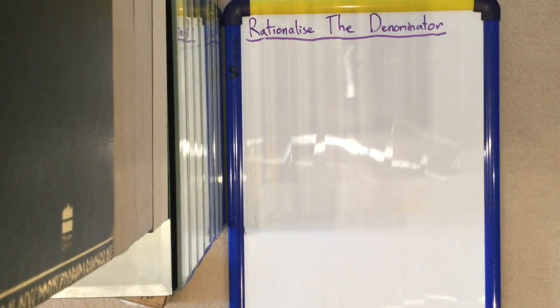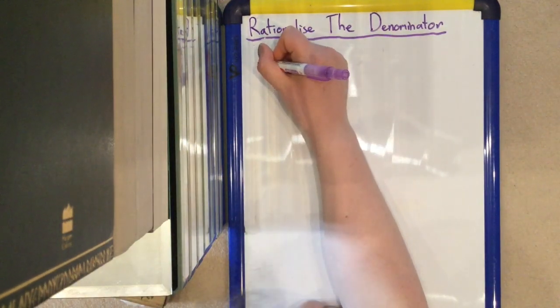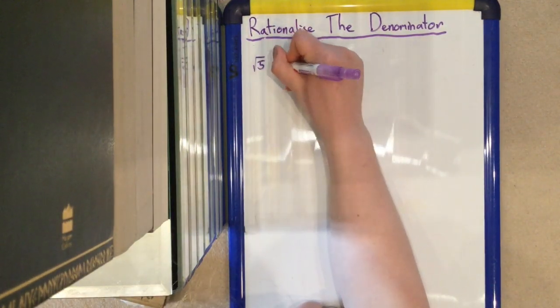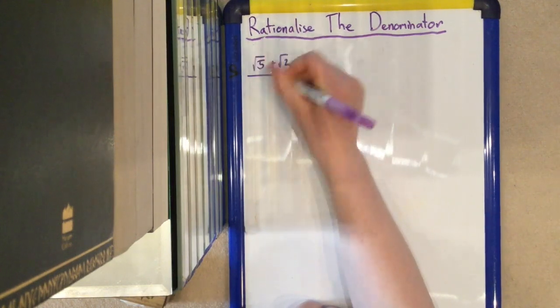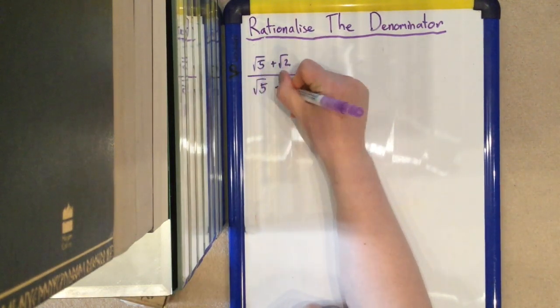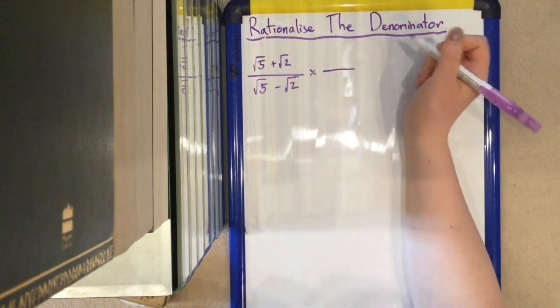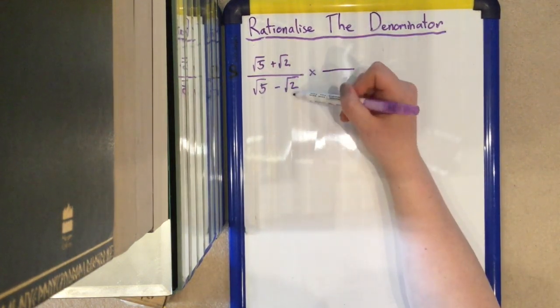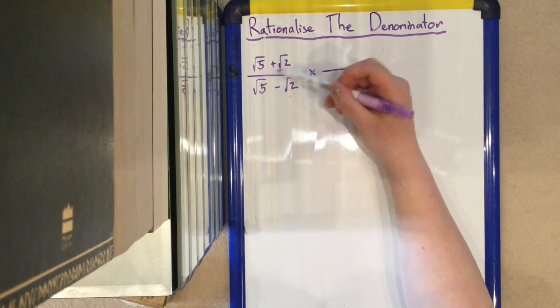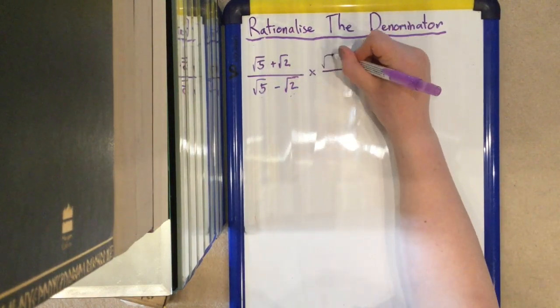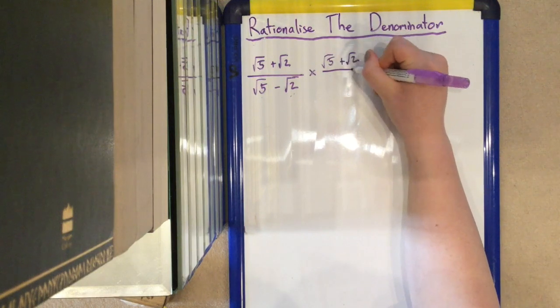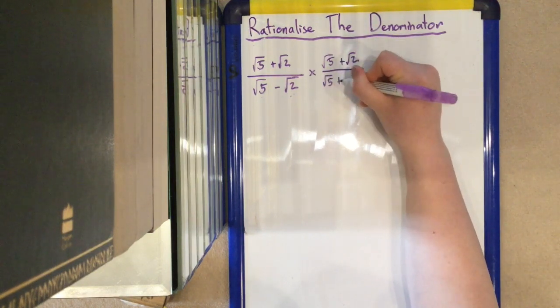I'm going to do one more example with you before I set you a practice question, and that is to rationalise root 5 plus root 2 over root 5 minus root 2. Now, as before, we have to multiply by a fraction. We have two terms here, which means that this sign has to change. So our fraction is root 5 plus root 2 over root 5 plus root 2.